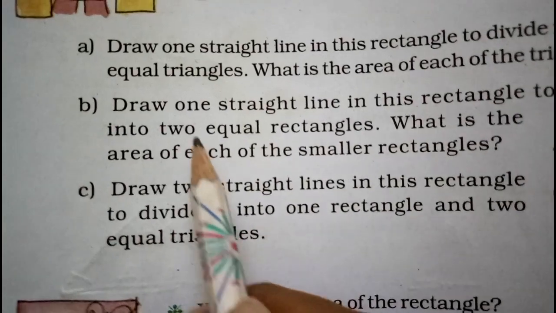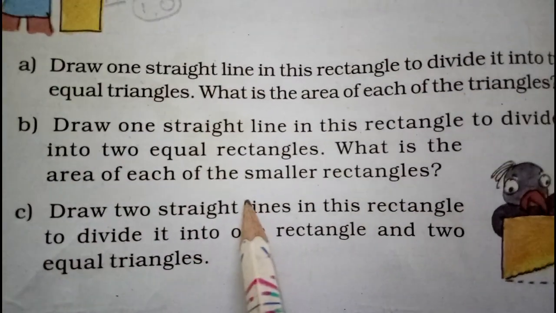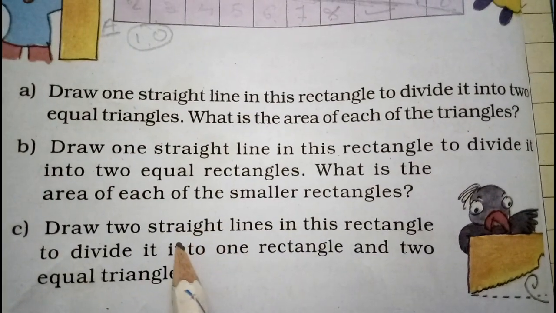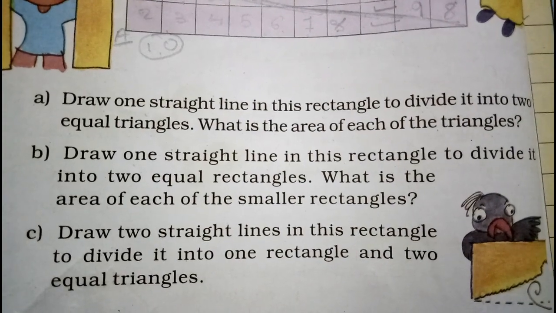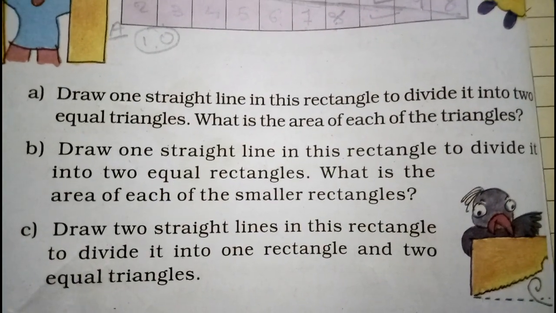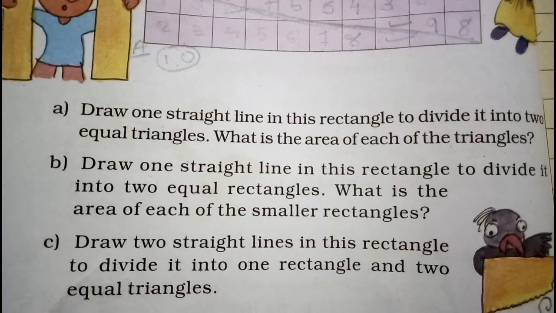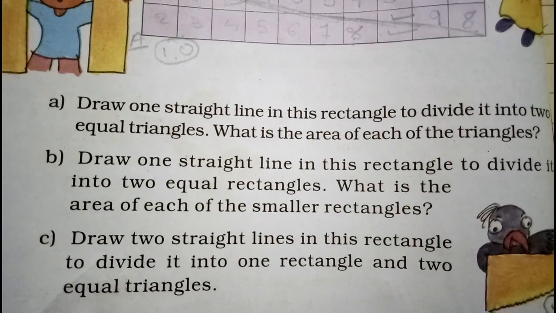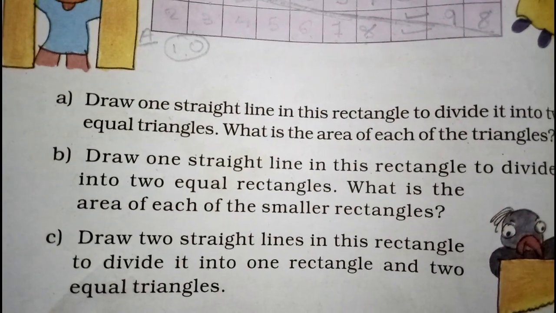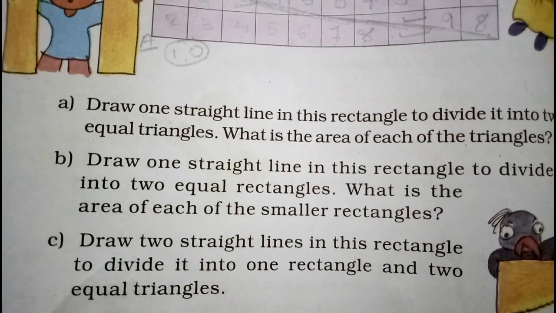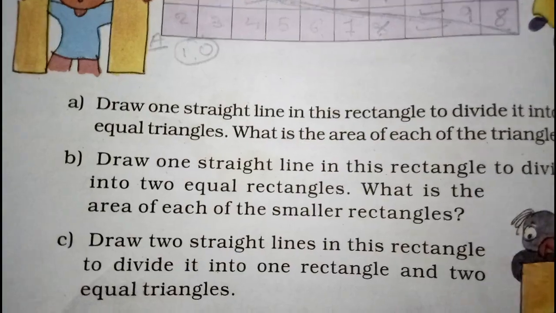Now see what is the B. Draw one straight line in this rectangle to divide it into 2 equal rectangles. Okay, first we will draw the straight line to divide this rectangle into 2 equal rectangles. So एक rectangle में से 2 rectangle बनाने हैं. And then what is the area of each of the smaller rectangles? Okay, हमको क्या करना है then कि उसका area search करना है.